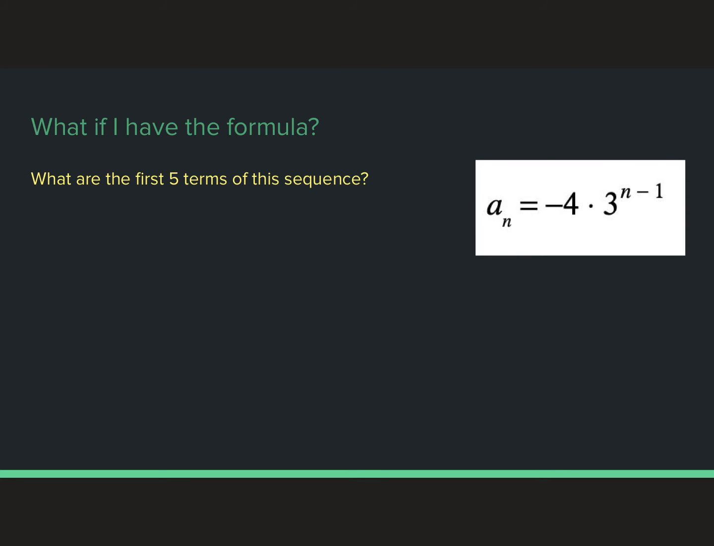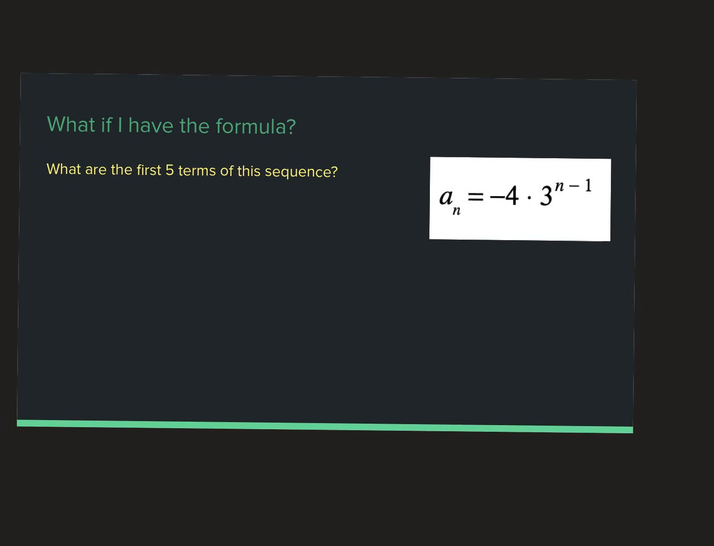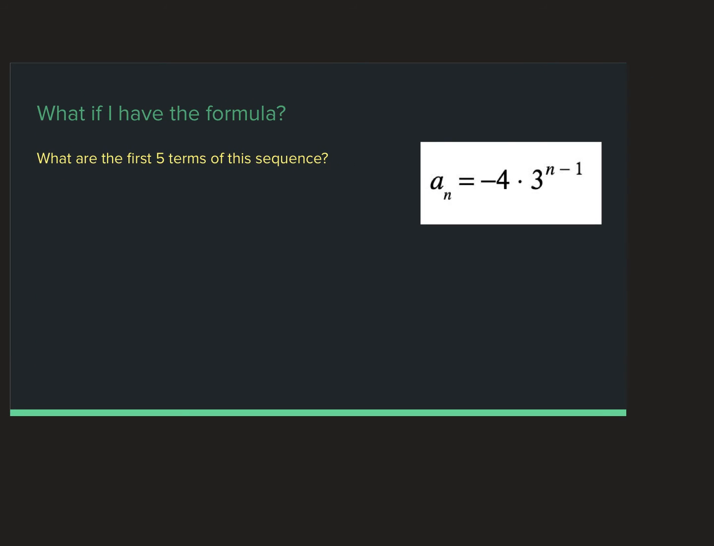Okay. So what if I've got the formula? Here you can see the formula over here. Sorry, it makes it a little easier for me. What are the first 5 terms? Okay, well, that's not too bad, right? The first term I know is going to be this right here. So my first term is negative 4.